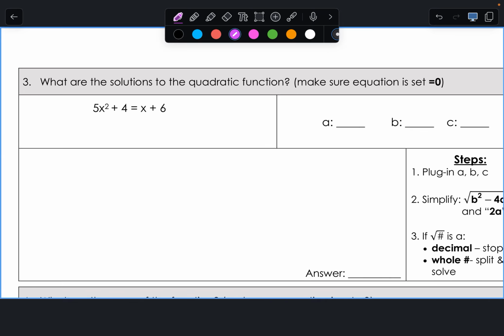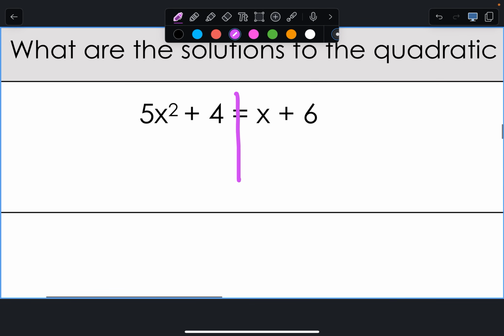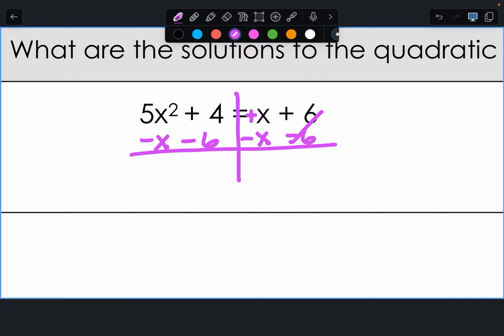What are the solutions to the quadratic function? First thing you need to do is make sure everything's on the same side. So I'm going to move the x and the 6 over. Really doesn't matter what we move because both sides have 2 terms. Plus x changes to minus x. Plus 6 changes to minus 6.